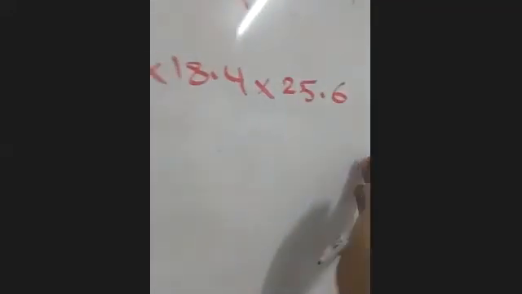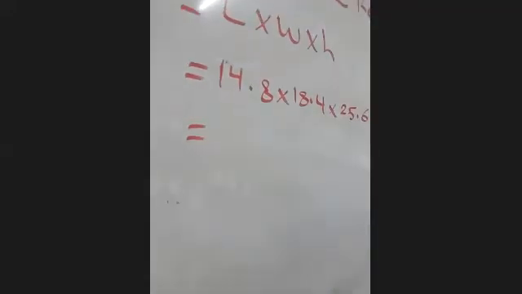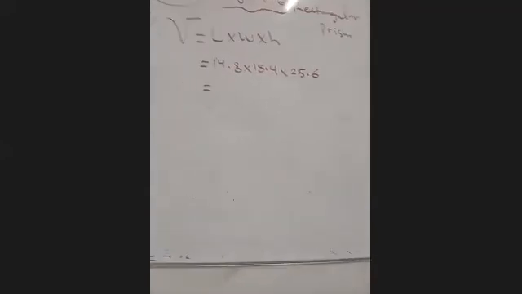So here what we need to do, by my calculator, one click, I'll find the answer. I will do it by my calculator because the question wants us to round, I think, right? Let's round to the nearest tenth. 14.8 multiply 18.4 multiply 25.6. The answer is 6971.392.